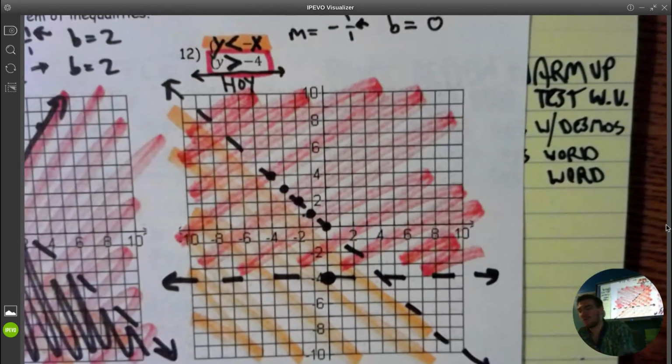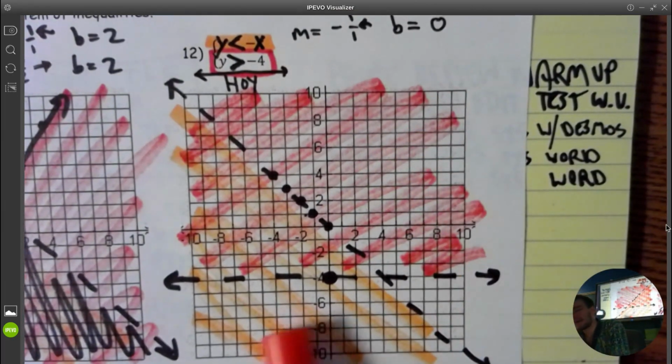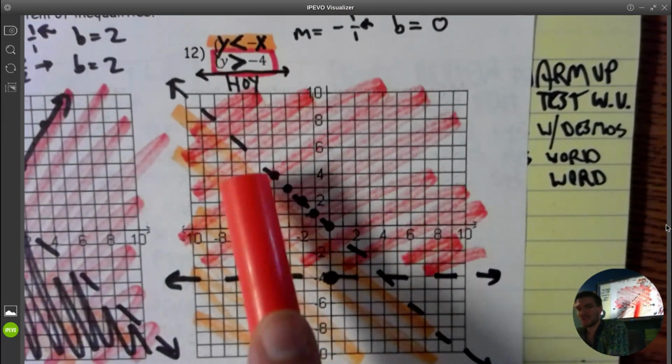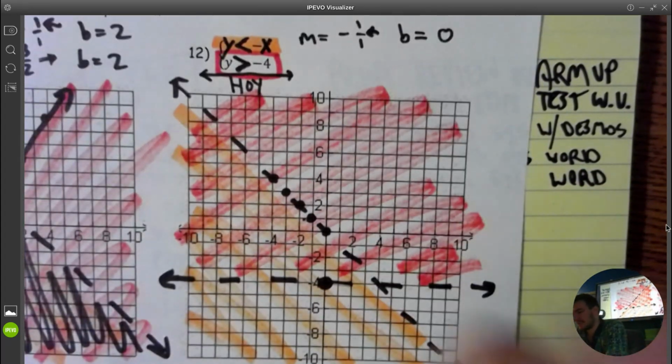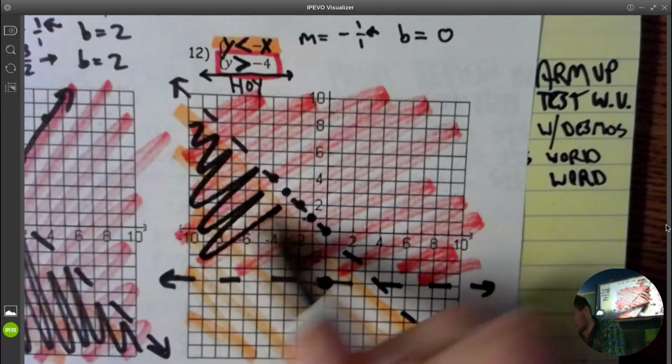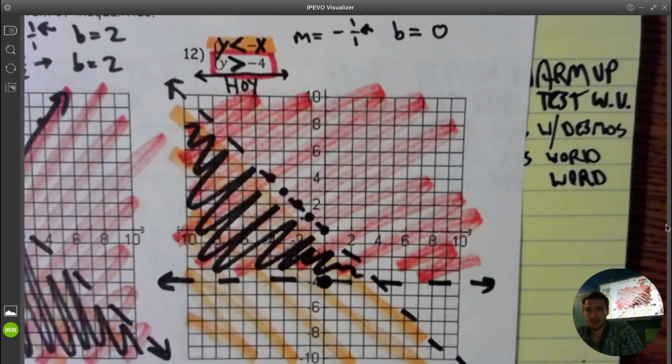Again, you always want to just kind of check. We have an empty corner. We have a corner with only red. We have a corner with only orange. And then we have the double colored region. This is the region that we like. This is the region that has all the solutions. All right, if you can graph number 12, like we said, you are a graphing wizard for sure.